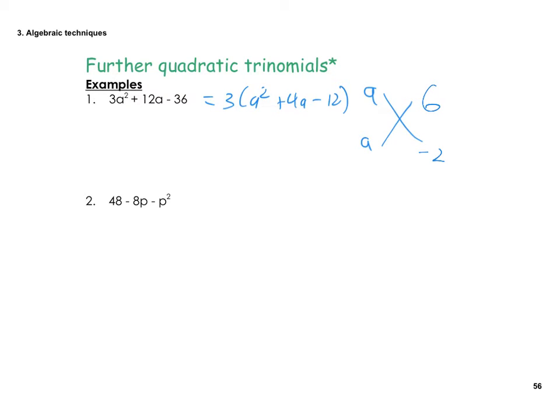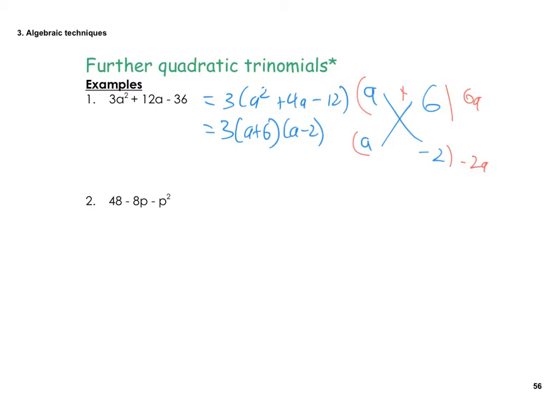Let's check it. A times minus 2 is minus 2a. 6 times a is 6a. And 6a take away 2a is indeed 4a. So we do know that it's negative 2 and 6. So that's a plus there, minus there, so they're my answers. So it's going to be equals, that 3 is still there, a plus 6, a minus 2.